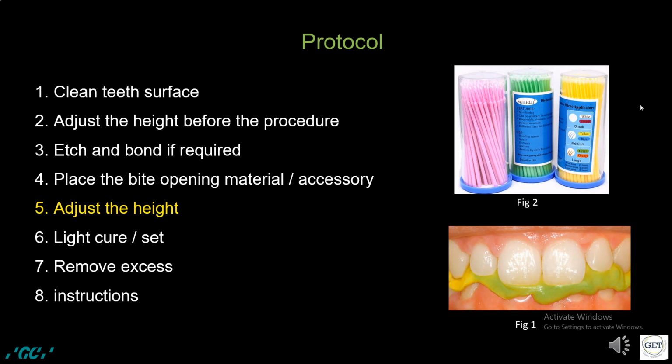Etch and bond if required. Place the bite block material or the accessory on the tooth. Use the prefabricated bite block guide to adjust the height. Light cure or wait for setting. Remove the accessory and instruct the patient. The patient will experience some inconvenience for a few days, which will disappear. No TMD is expected.